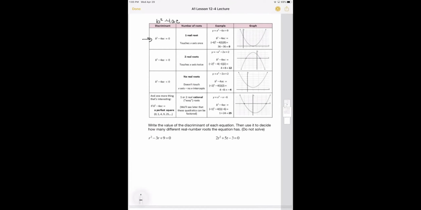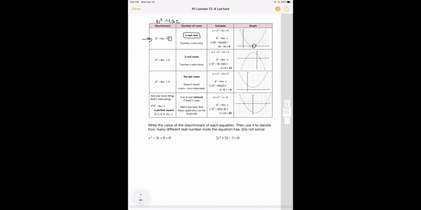Now, if that discriminant has a value of 0, well, how many answers will I have? I will have one answer. I'll have one solution, one real solution, okay? And the graph will touch the x-axis in one place, okay? So I have one solution if the discriminant is 0, and it's going to touch the x-axis in one place. They're going to match: one solution, one x-intercept.